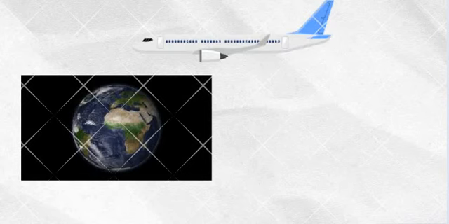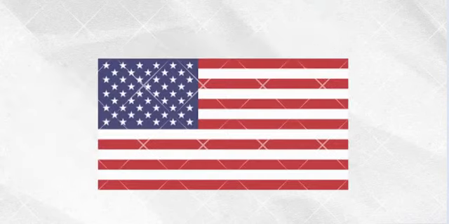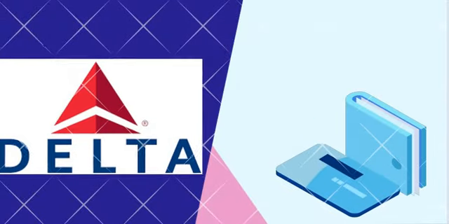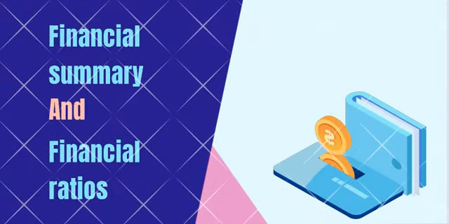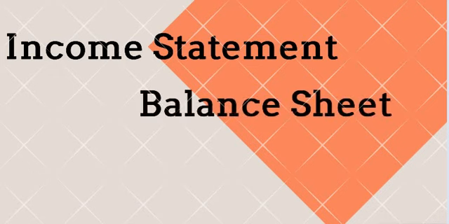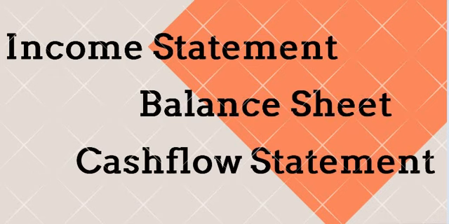Okay, I will give you a small hint: it belongs to the USA. For the people who don't know, let me tell them that it's Delta Airlines. So today we are going to see the financial summary and financial ratios of Delta Airlines. Let's begin. Firstly, let's see the income statement, balance sheet and cash flow statement summary.